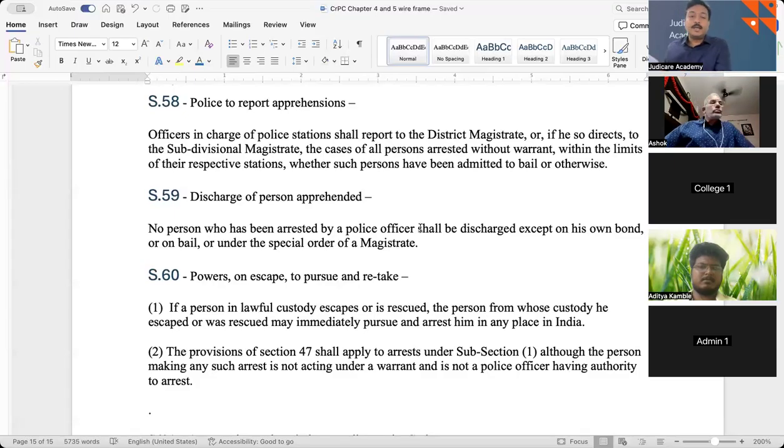Coming to section 59, discharge of person apprehended. No person who has been arrested by a police officer shall be discharged except on his own bond or on bail or under the special order of a magistrate.